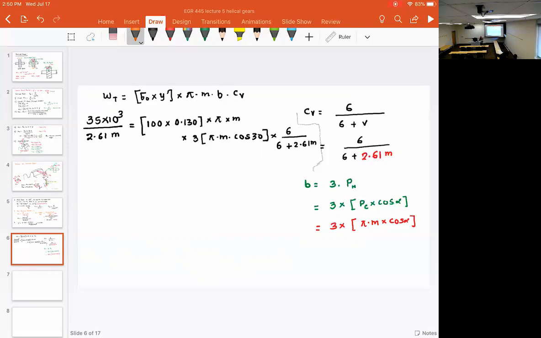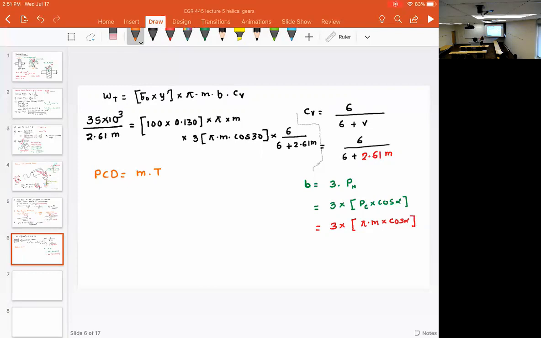So once you find out the value of m, the next step is to find out the pitch diameter, which is PCD, m times t, module multiplied by number of teeth. Now a word of caution, and please pay attention to this. This t is not TE. It is the actual number of teeth, not the equivalent number of teeth.